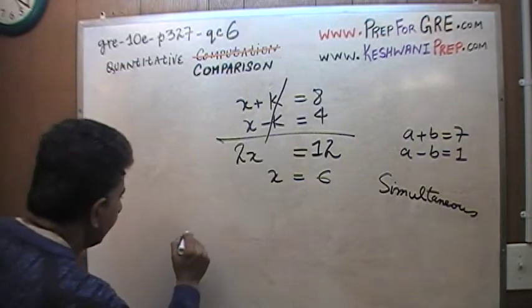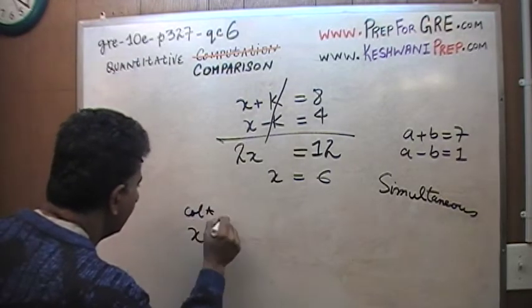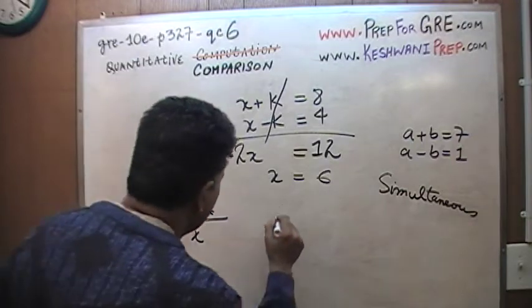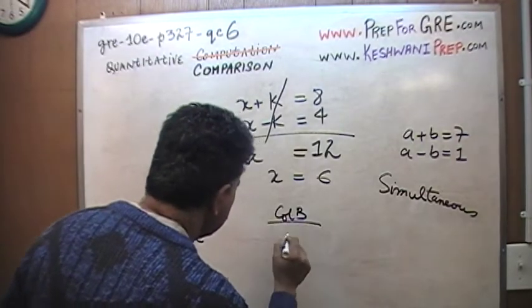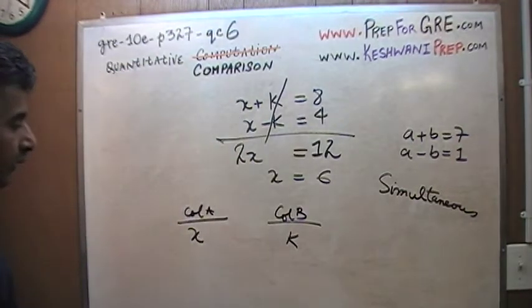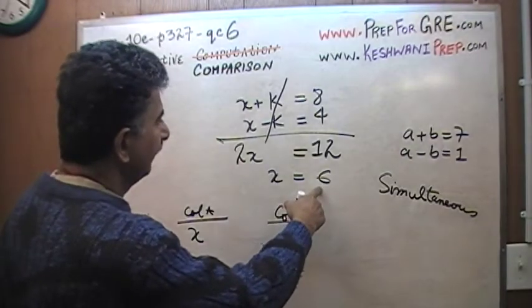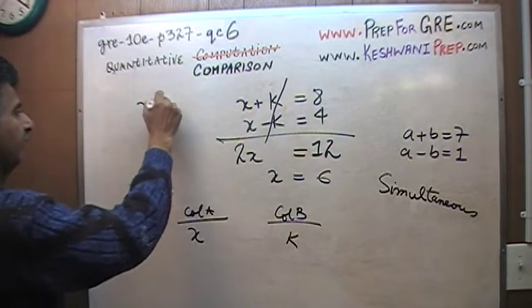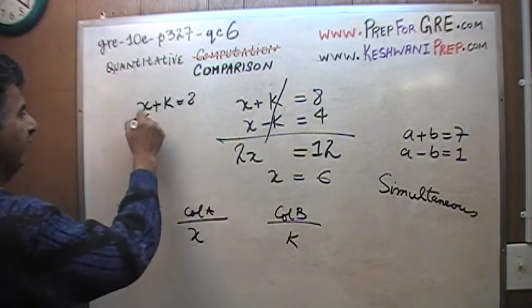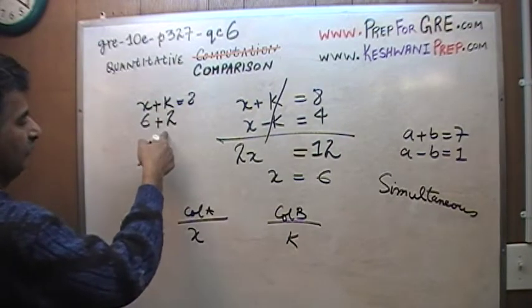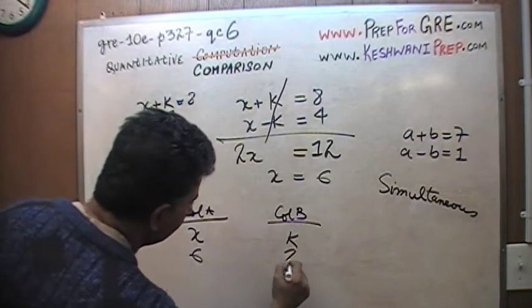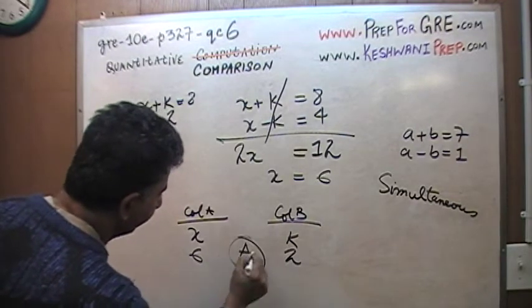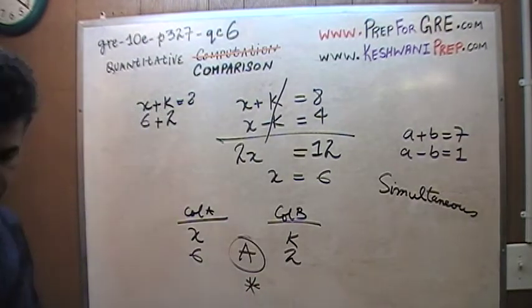They want you to compare x in column A versus k in column B. Well, if x is 6, then k would have to be 2, because x plus k is 8. If x is 6, k would have to be 2, so we have a 6 and a 2, hence the answer is A. That's all. That's it, we are done.